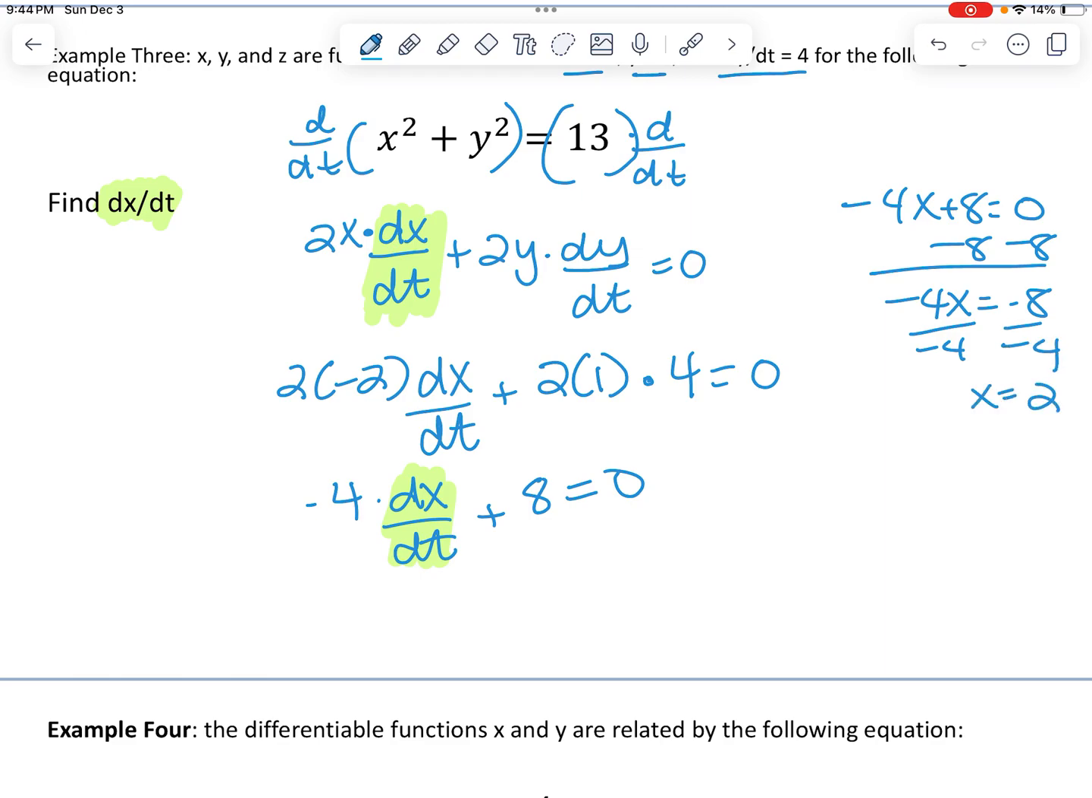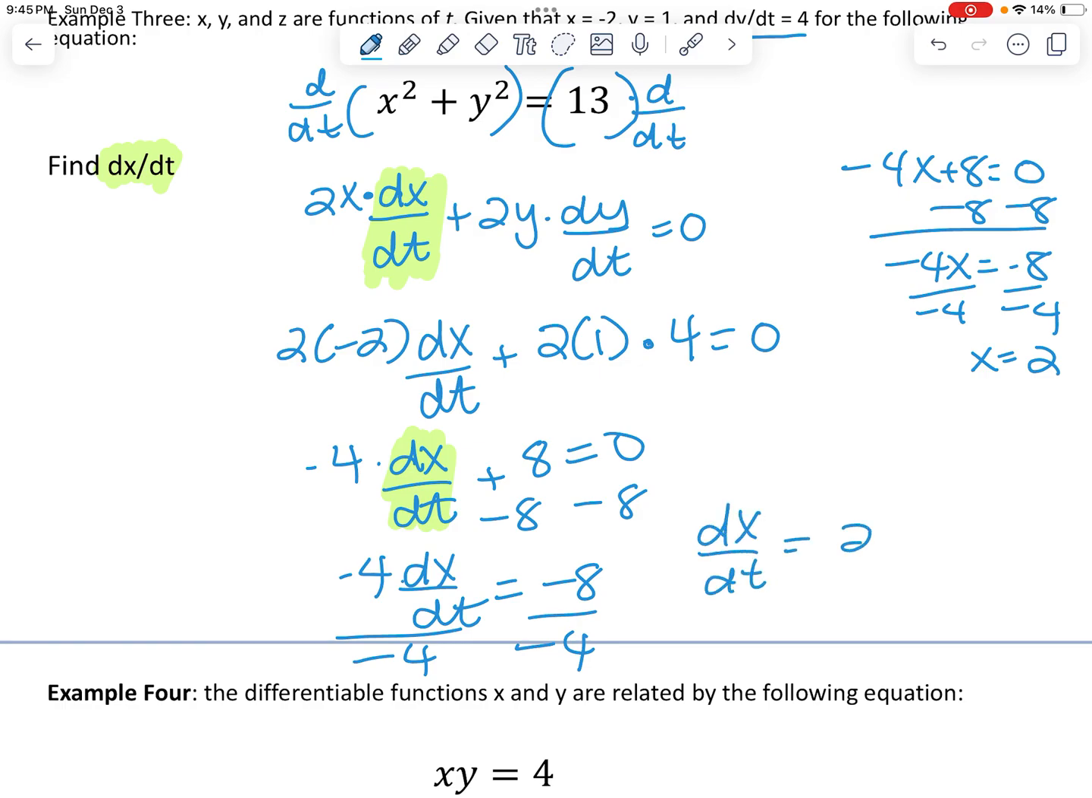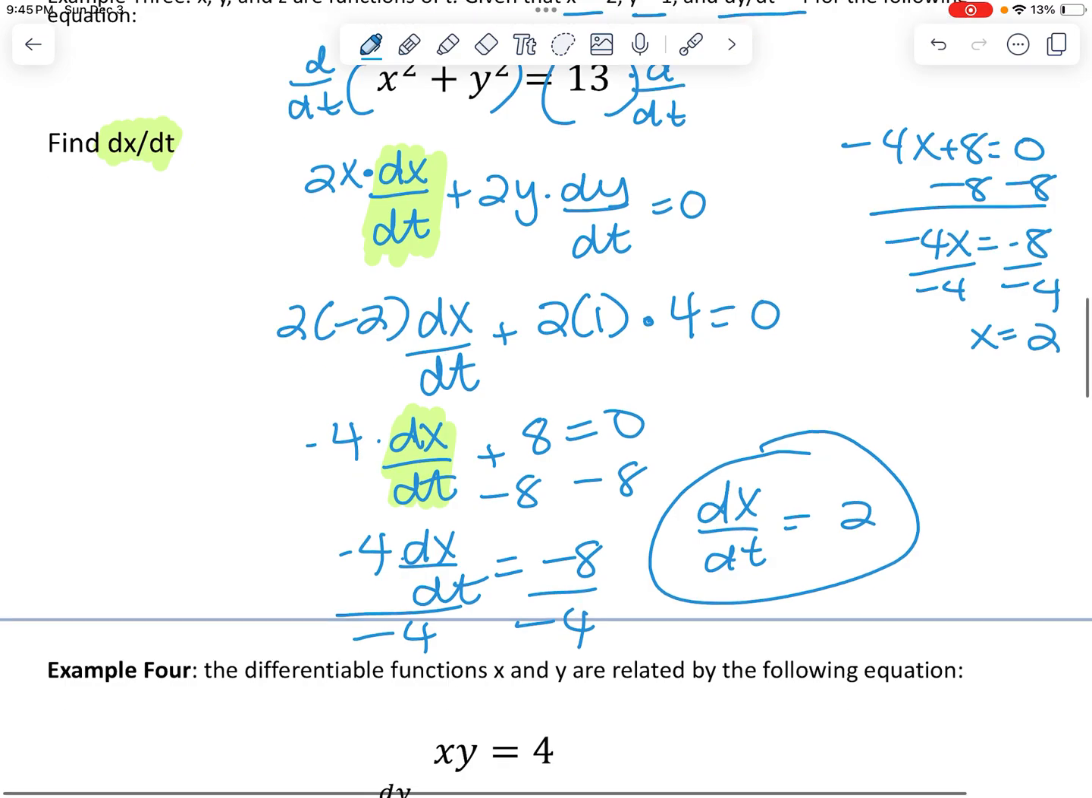So if you ever get confused by this notation, just pretend it's another variable. Same thing here, I would subtract 8 on both sides. I get -4 times dx/dt equals -8, and then I divide by -4 on both sides, and I get dx/dt equals 2. And so the change of x with respect to time is 2.